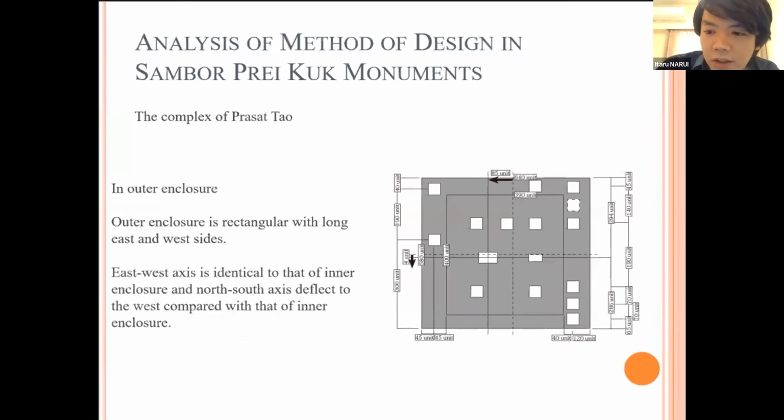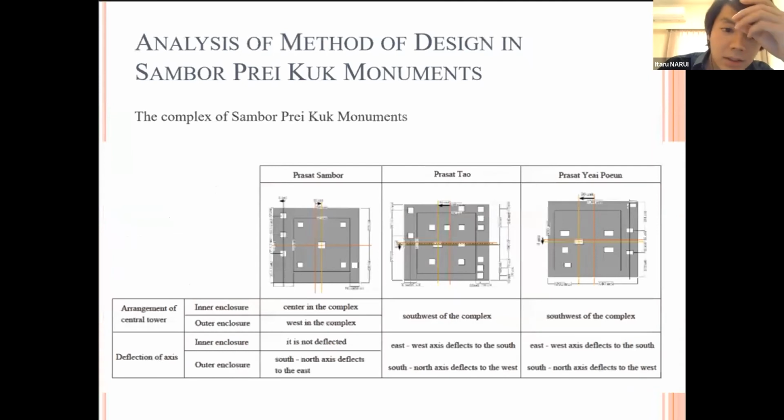The outer enclosure of Prasat Taon is rectangular with long east and west sides. The east-west axis is identical to that of the inner enclosure, and the north-south axis is depressed to the west compared with that of the inner enclosure. The three complexes of each group are below.